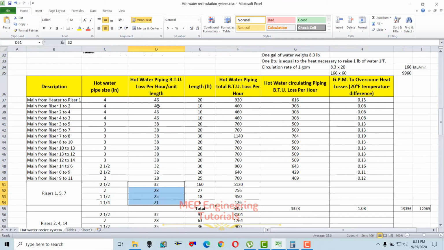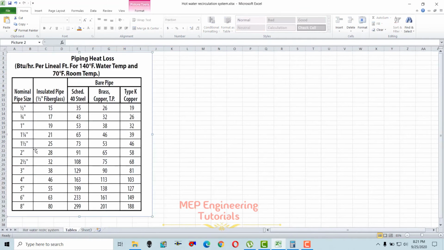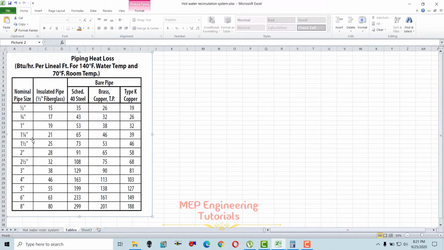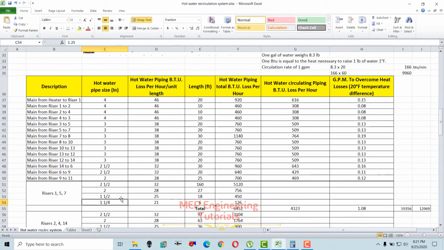And again you have to get this hot water piping BTUs per hour per unit length from the table. So 2.5 inch pipe, how much is it? 32. So 1/4, how much is it? 21. So this is how you have to write one by one for each pipe size. So length, again I am telling you, you have to check from the AutoCAD plan and you have to write it. So I already wrote the lengths in here. So 160 feet, 27 feet, 18 feet and 6 feet.